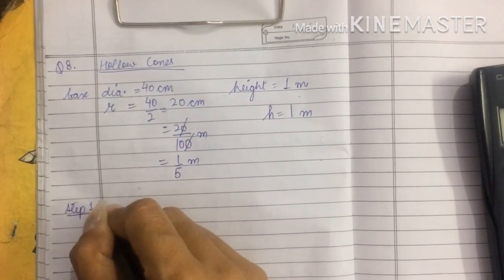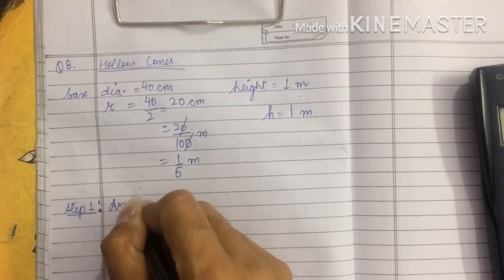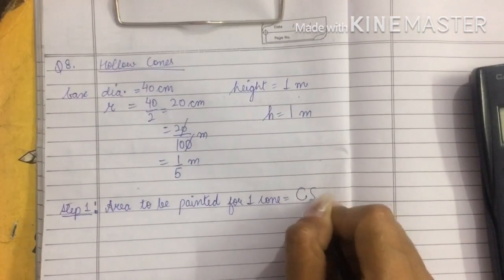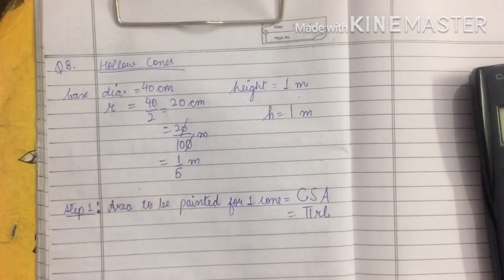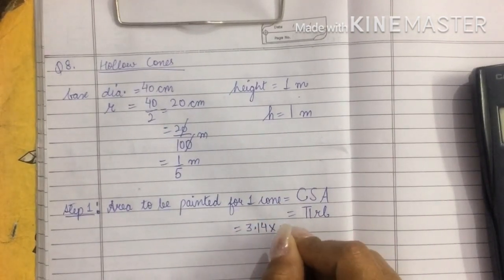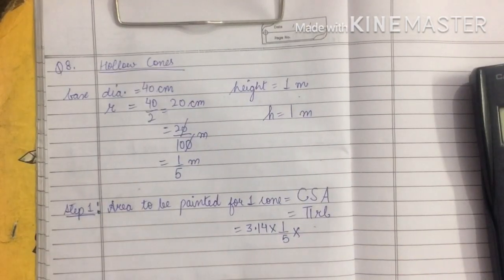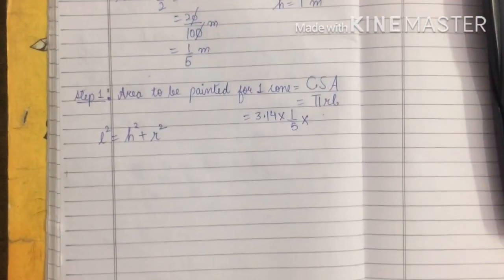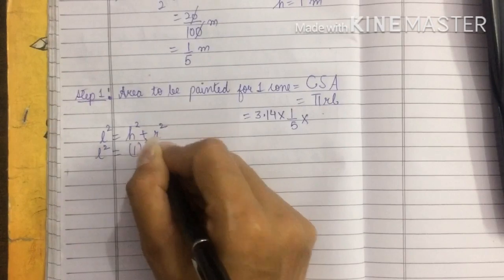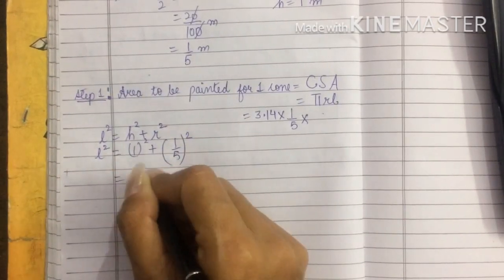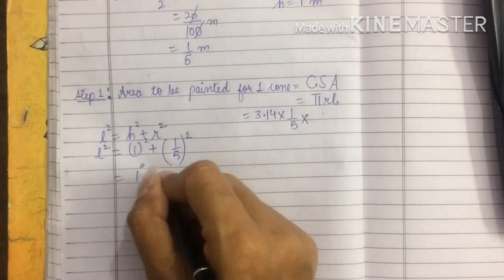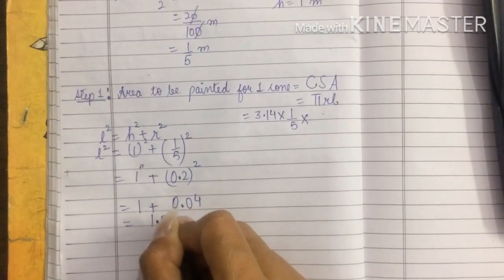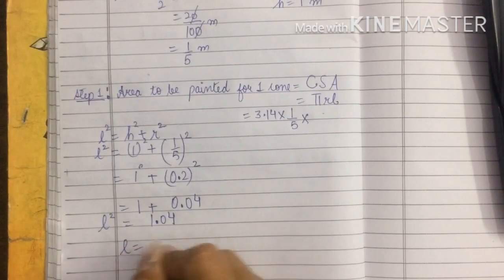Step number 1, to find the area to be painted for one cone. This will be given by the curved surface area, which is pi r L. Using the values, pi is 3.14, the radius is 1 by 5. The slant height is missing, so let us find the slant height first. L square equals h square plus r square. H square is 1 square, which is 1, plus 0.2 squared, which is 0.04. So this is 1.04.